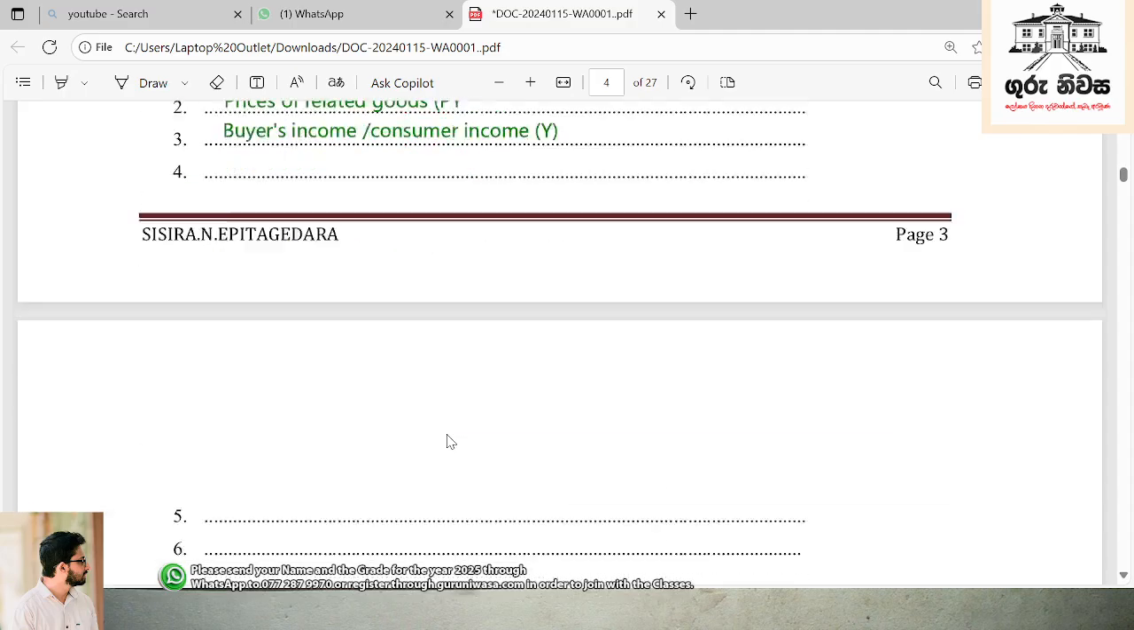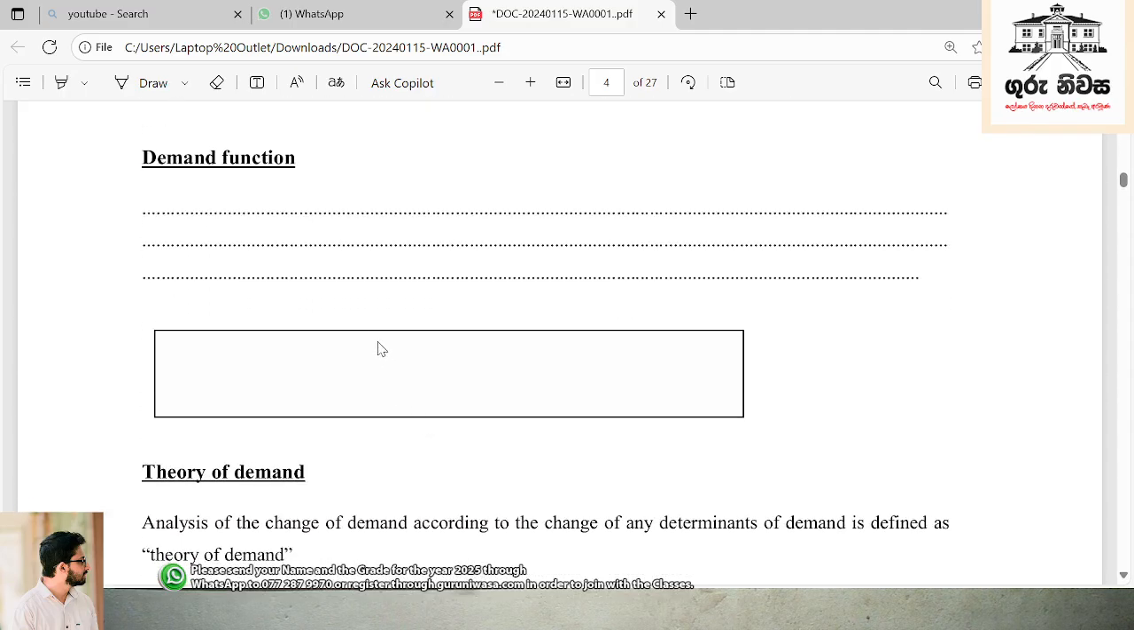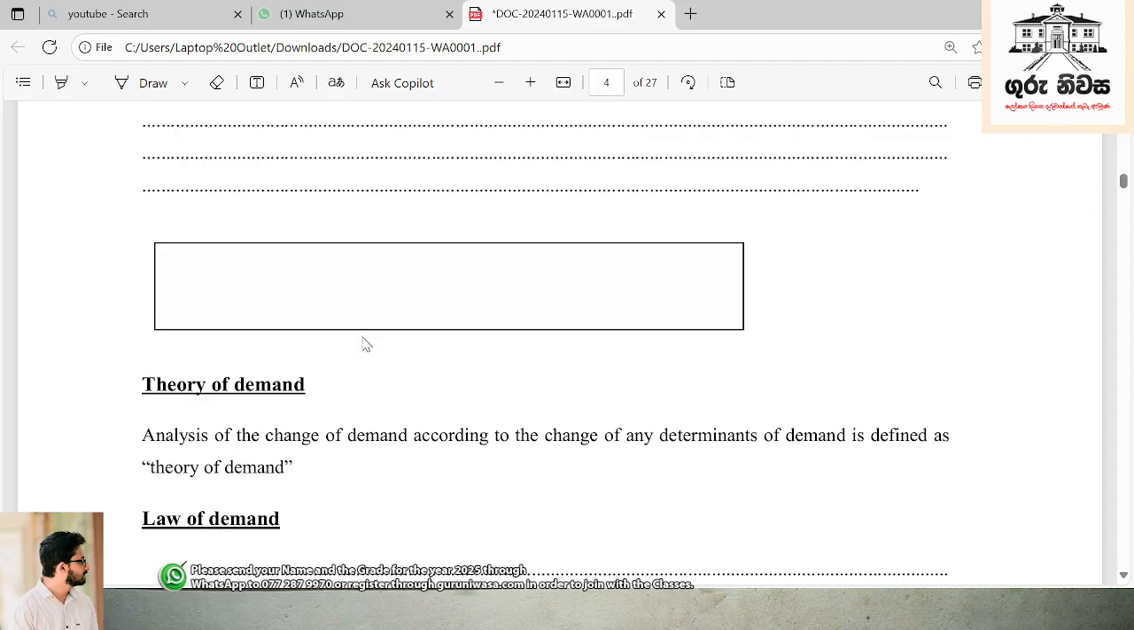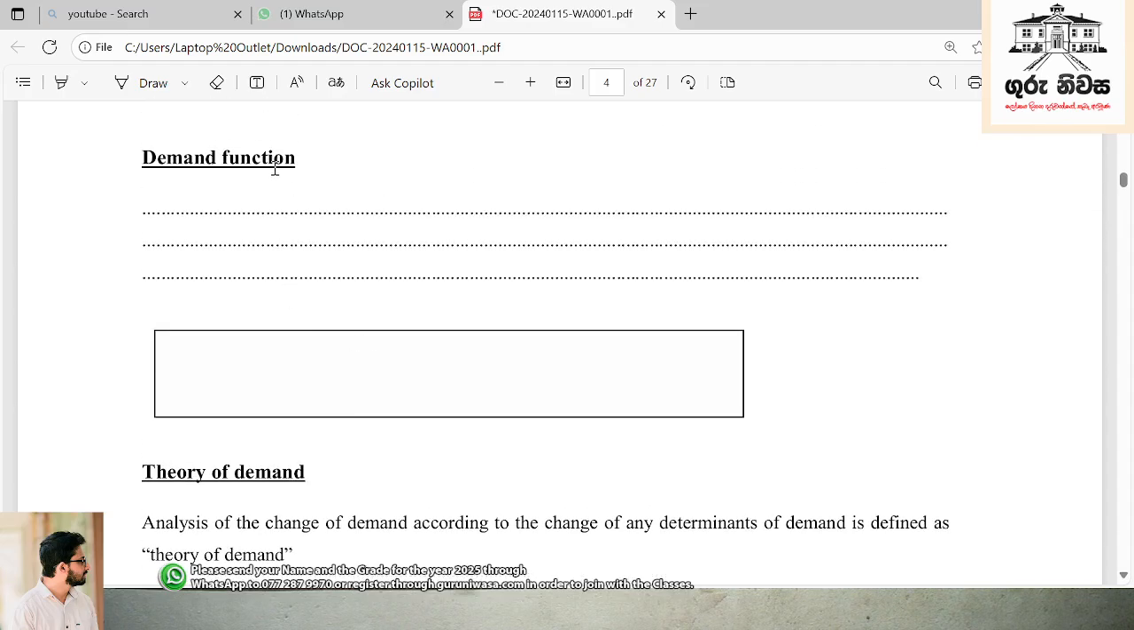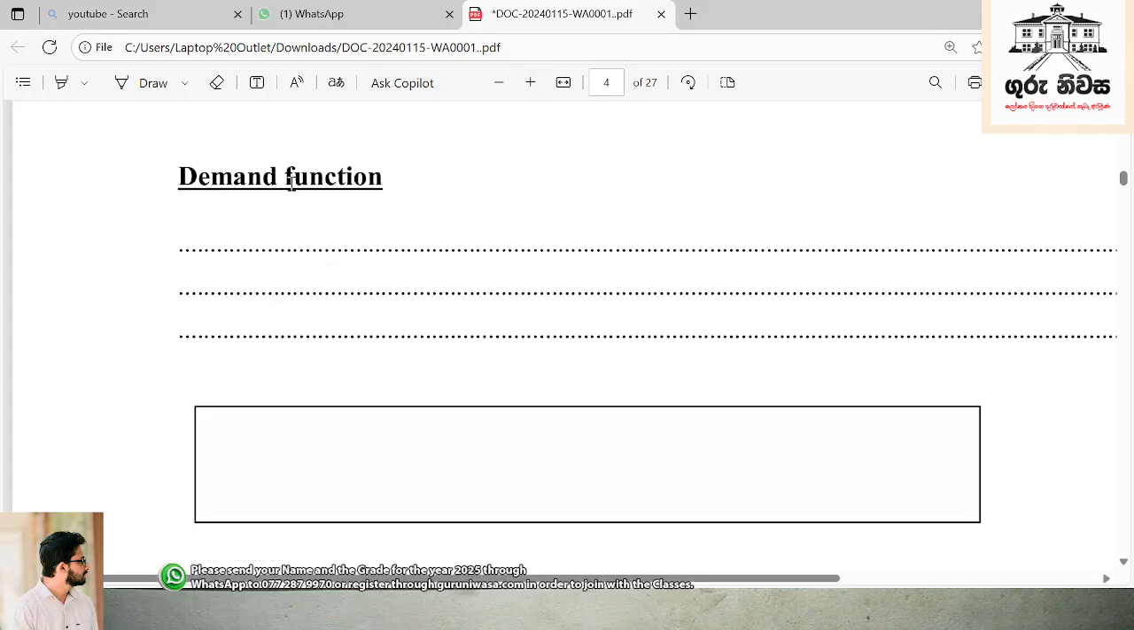Any doubt? No. Okay, next one is the demand function. What is meant by a function? Forget the demand function. What is meant by a function? If you see this word, what comes to your mind? Function, consumption function, demand function, saving function.